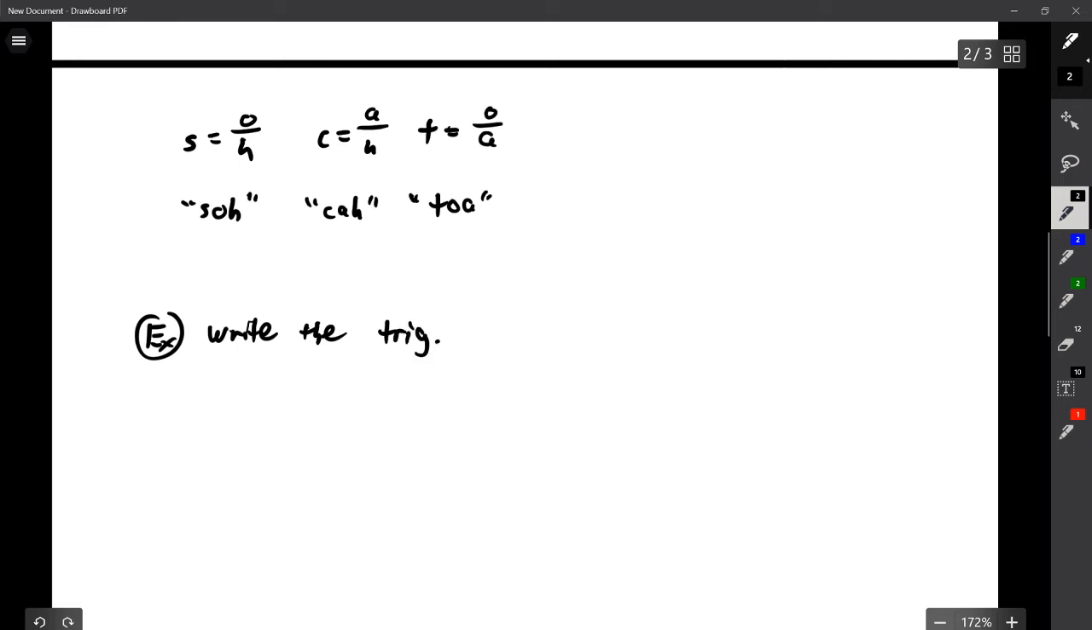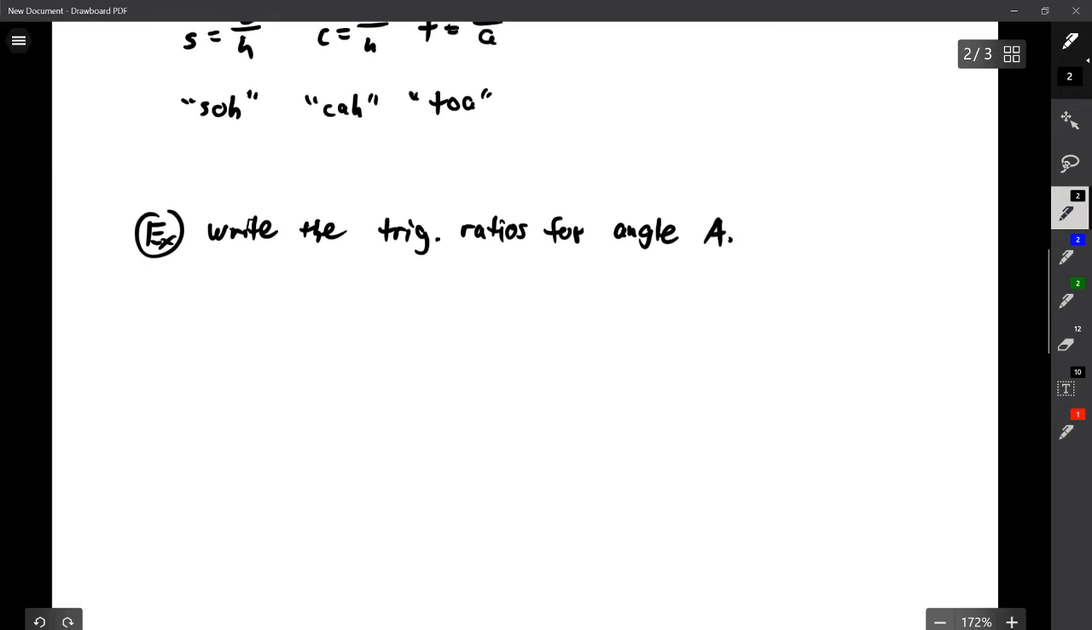I'm going to shorten trigonometrics just to trig ratios for angle A. And then let's say you're given some triangle, and here's what we have. I'll start out saying this is angle A, and this is 9, 40, and 41.